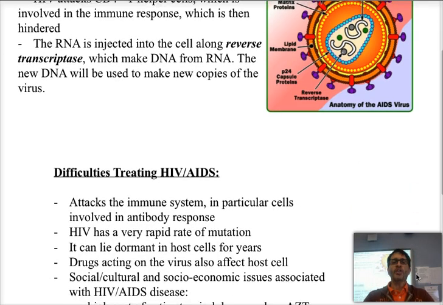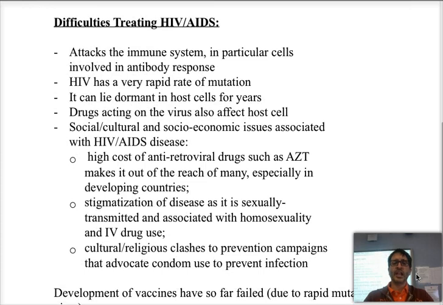All right. Now, what are the big difficulties of treating HIV/AIDS? Well, in terms of the virus, one, it's attacking the immune system, so you have compromised the antibody response. HIV has a very rapid rate of mutation because it's a retrovirus, so it only has RNA, so it doesn't even have two strands of genetic material, so it can change more rapidly. It can lie dormant in the host cell for a very long time, so you don't necessarily know that it's there, and it's not going to be active.